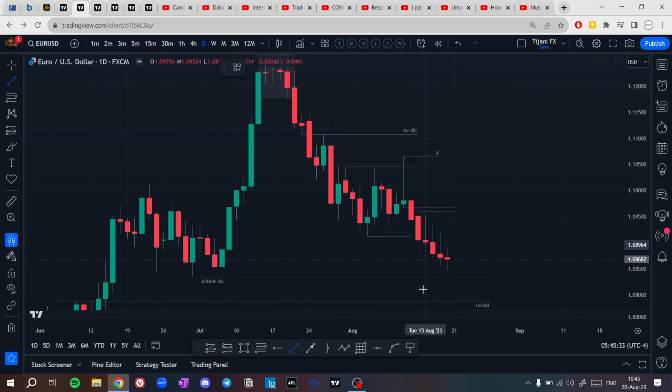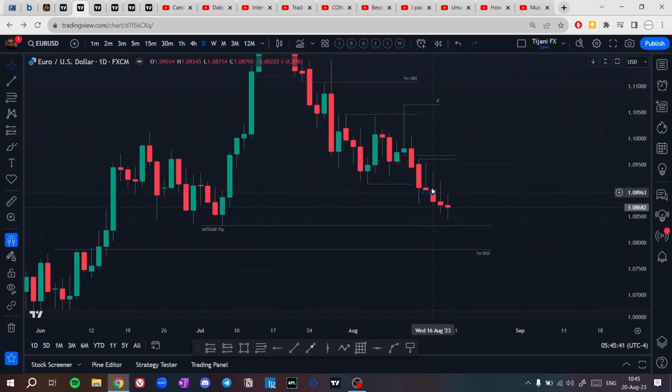And once price took this low here, I was no longer waiting for this daily CB to be filled. I was looking for bearish prices to take this sell side liquidity right here. First, I was targeting this low, the previous daily lows, then to take these equal lows and to fill the weekly BC.